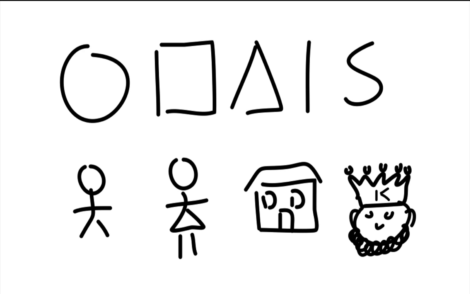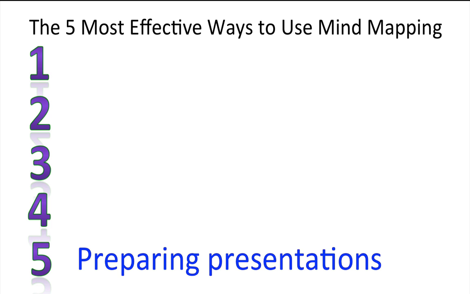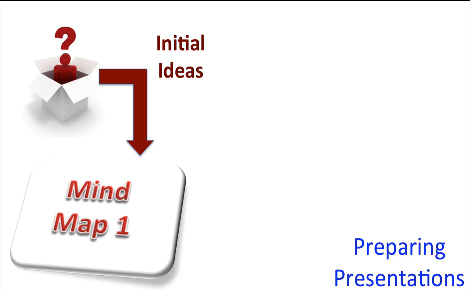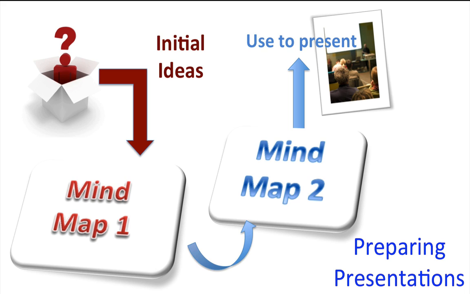So now let's have a look at the top 5 ways you can use mind mapping for even better results. Now, in at number 5, planning, preparing and developing any presentations you have for audiences of any size is a great way of using mind maps. Use a mind map to capture your initial ideas and explore the options of things you can talk about. Then create a second mind map, pulling together just the key ideas you want to share with your audience. And finally, use this mind map when you present to remind you of what you're going to say and the order you're going to say it in.